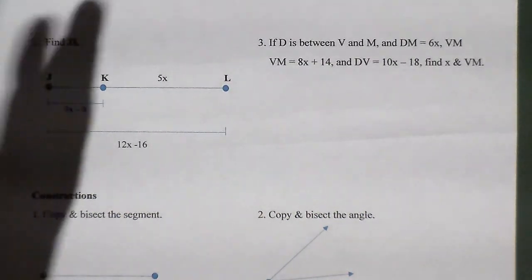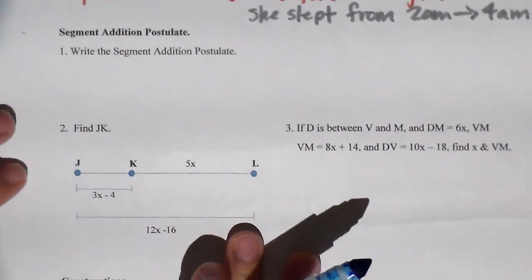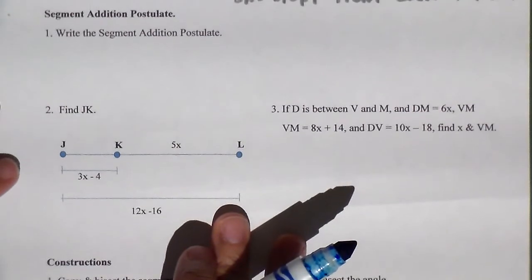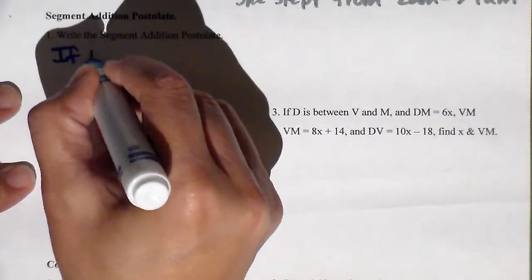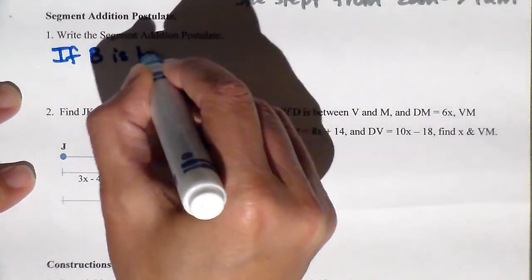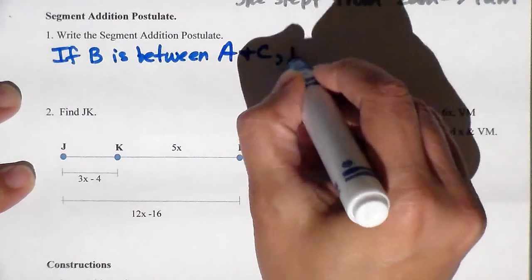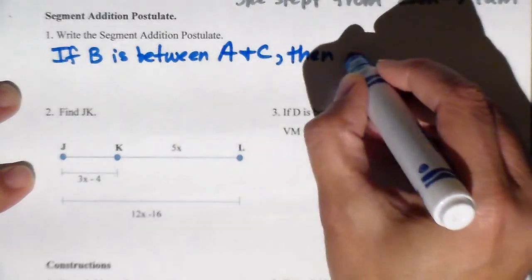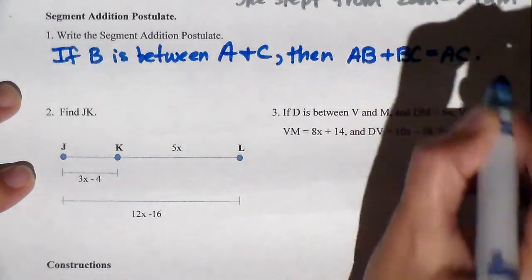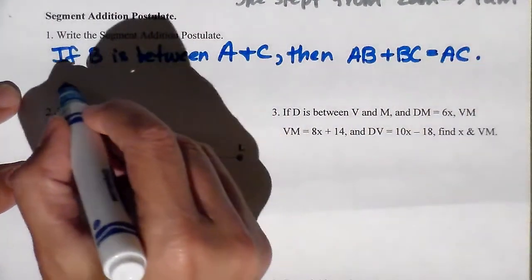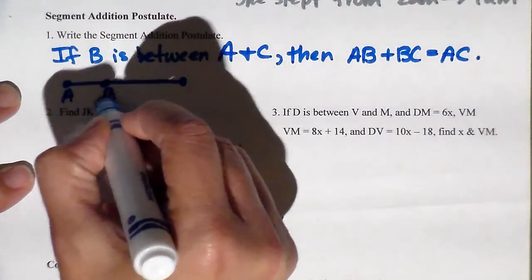This is the segment addition postulate. Write the segment addition postulate. It says, if B is between A and C, then the distance from A to B plus the distance from B to C equals the distance from A to C. If you drew this segment out, you've got A, B, and C.